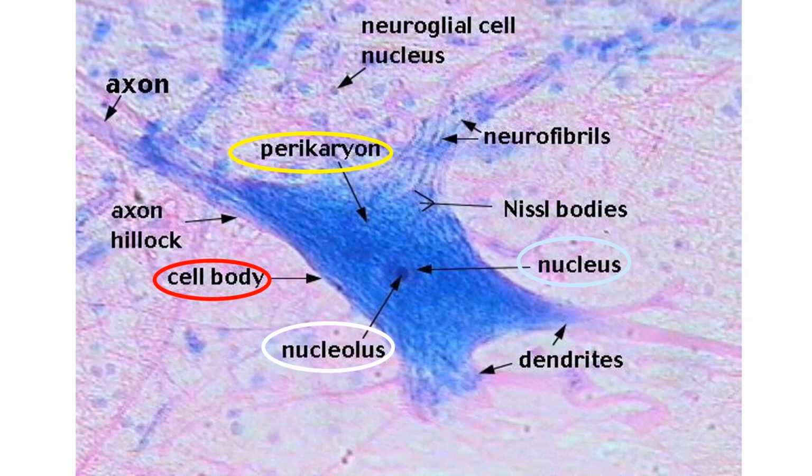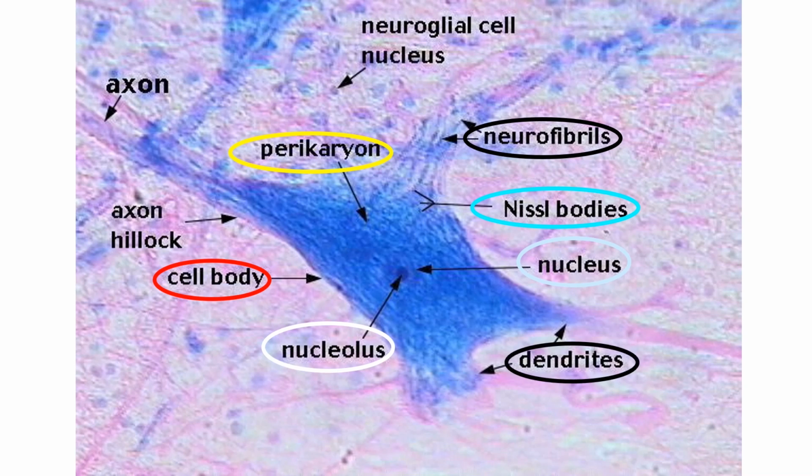we can see a very evident nucleolus, and inside the perikaryon we can see these dark spots. They are the Nissl bodies. They are RNA particles. Then the neuron also contains microfilaments to keep its shape.